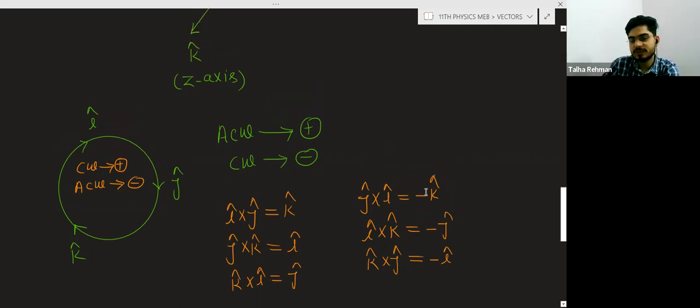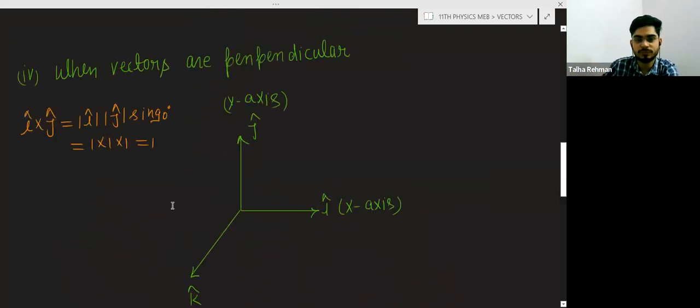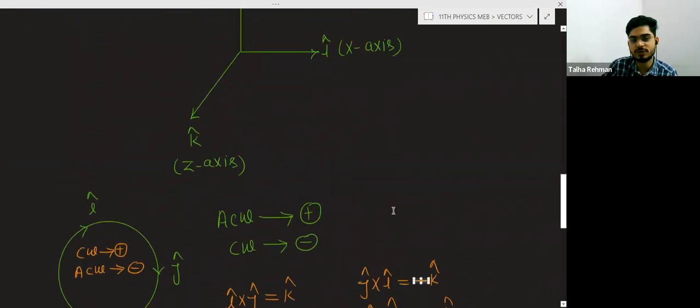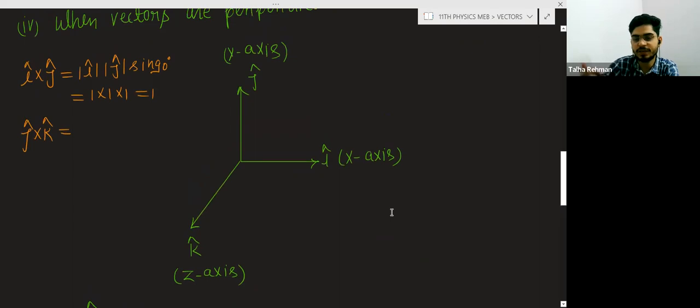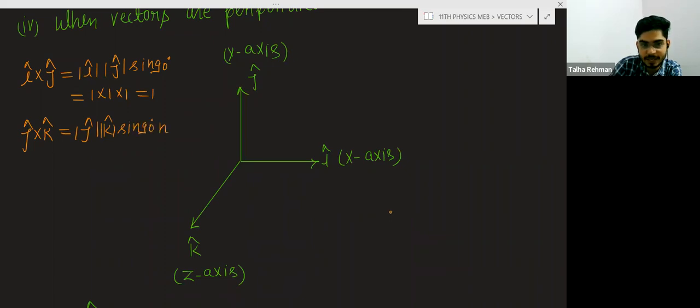Actually, this negative sign is given by the right hand rule, the right hand thumb rule. See, this is I cross J. I have written here J cross I. So when you calculate J cross I, how will you calculate by the proper method? You will write magnitude of J cap, magnitude of K cap, and sine 90, and here you will write N cap. Okay, this J cap is 1, this K cap is 1, this is 1.